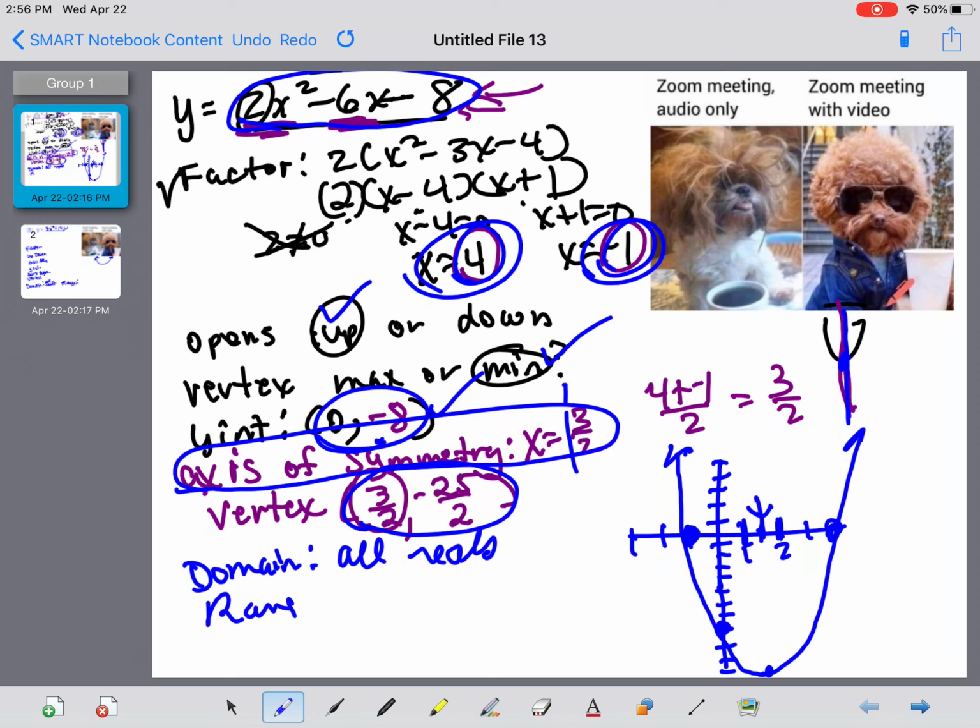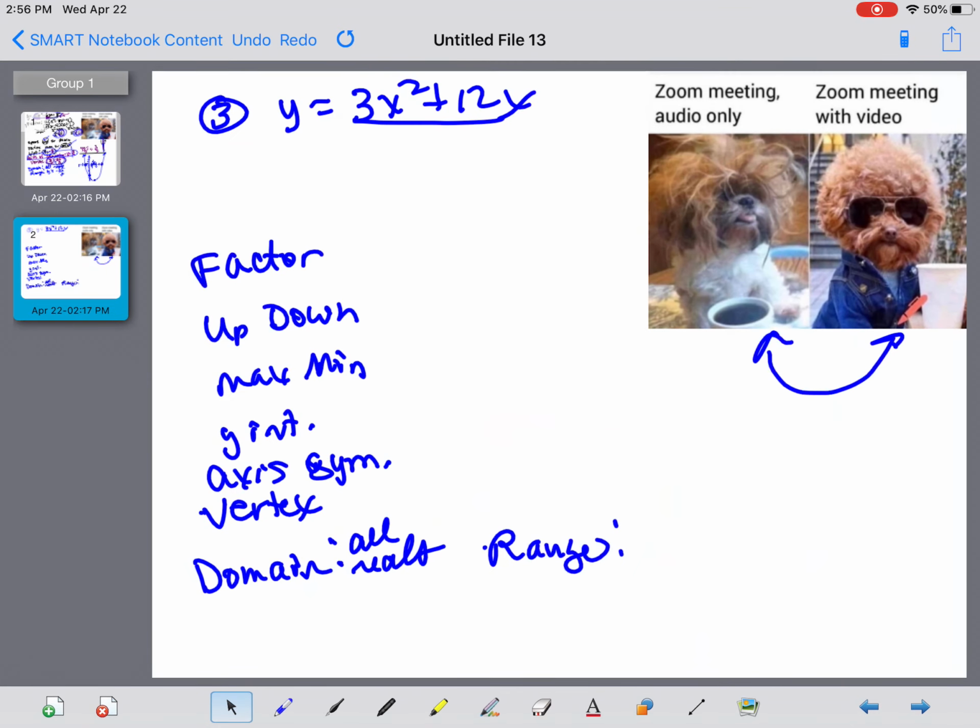And the range, remember how we would get a line? We would get a line and we would start it from low to high or high to low. So this line picks up right here at -12.5 and it goes to infinity. So my range is my y's are greater than or equal to -25/2. All of my y's are here and above. Okay, so on this one, here we go.